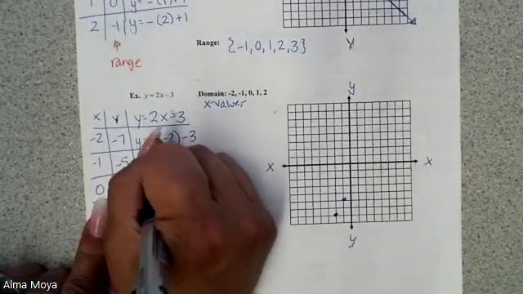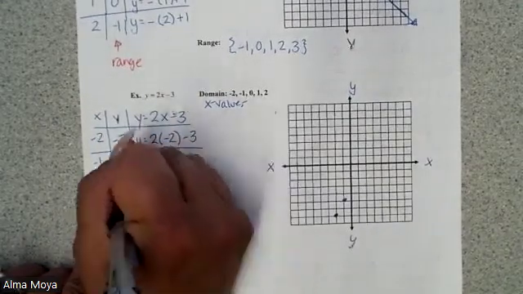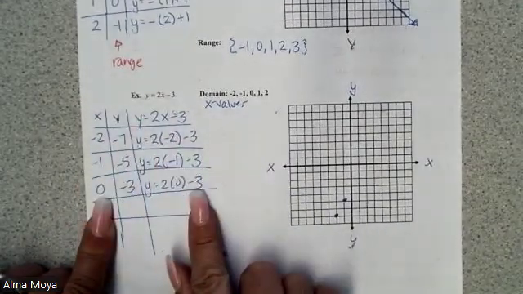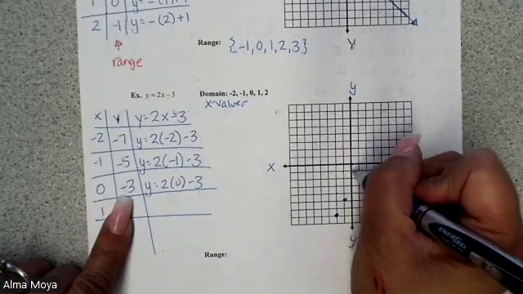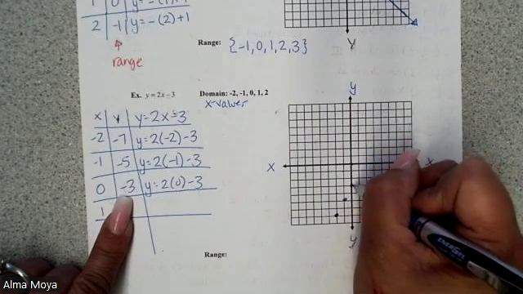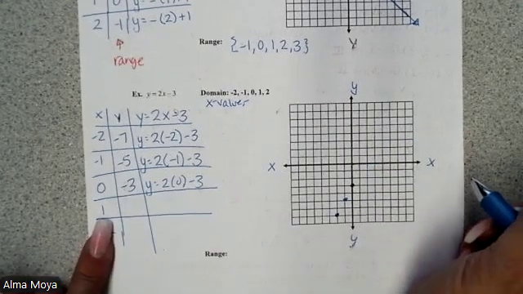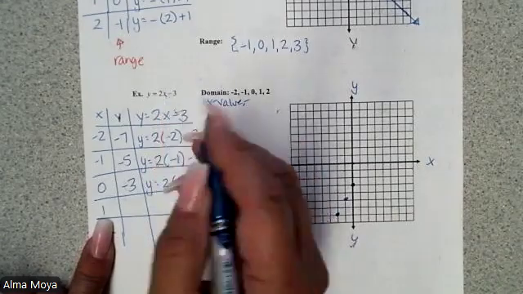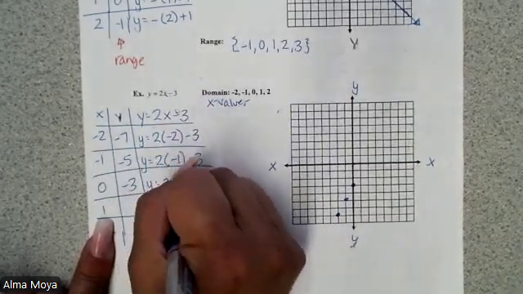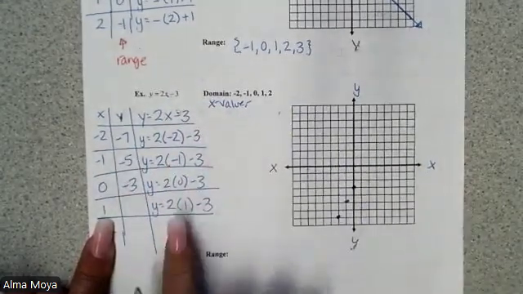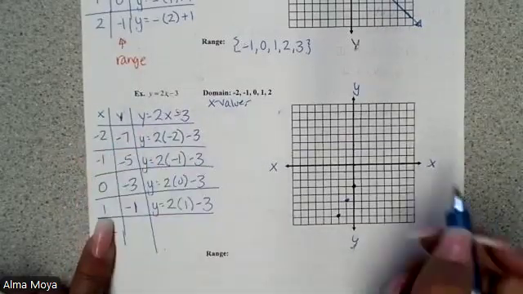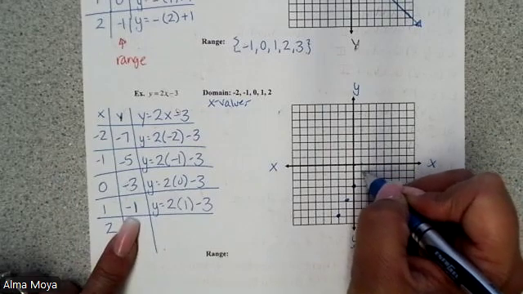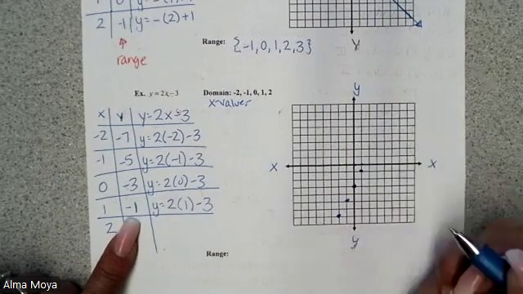Next, I'm going to plug in a 0. Y equals 2 times 0, which is 0. So then when you subtract 3, you're just left with -3. So at x is 0, I'm going to go down to -3, -1, -2, -3. Next, I'm going to plug in the number 1. So y equals 2 times 1 minus 3. 2 times 1 is 2, minus 3 is going to be a -1. So at x is 1, y is -1.